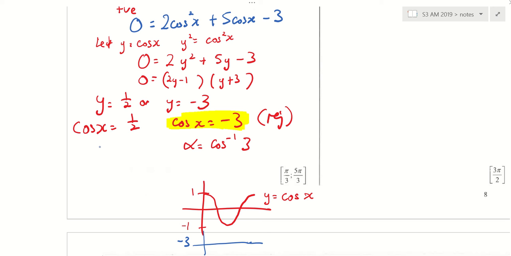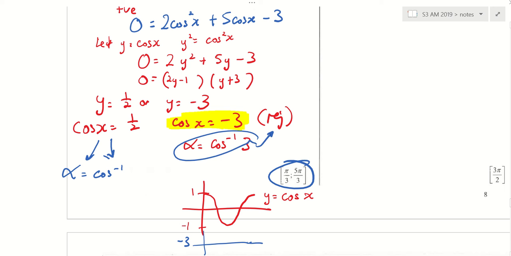Okay. Now over here, I will have 2 answers, and these are my 2 answers. Don't leave it in pi. No, this is error. This is reject. You have to reject it. You press the calculator, you will see reject. You try cosine inverse 3. Now you reject it.